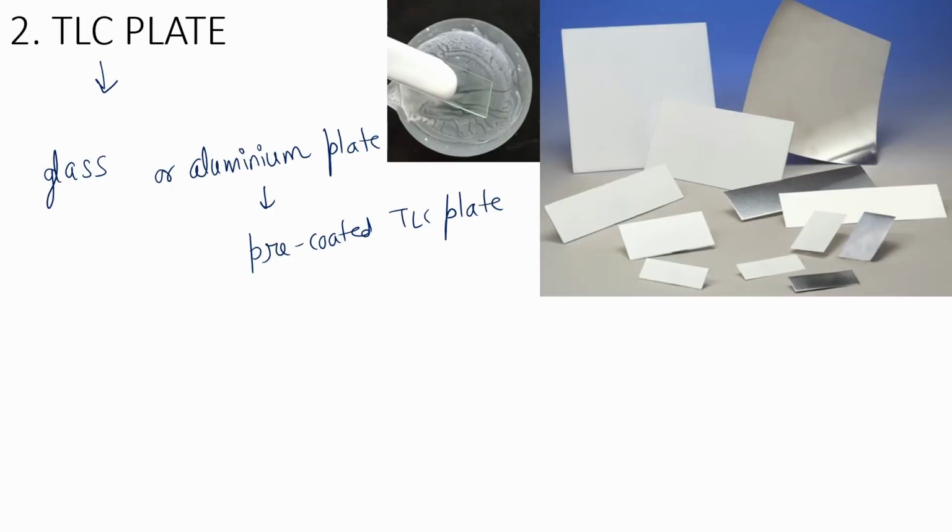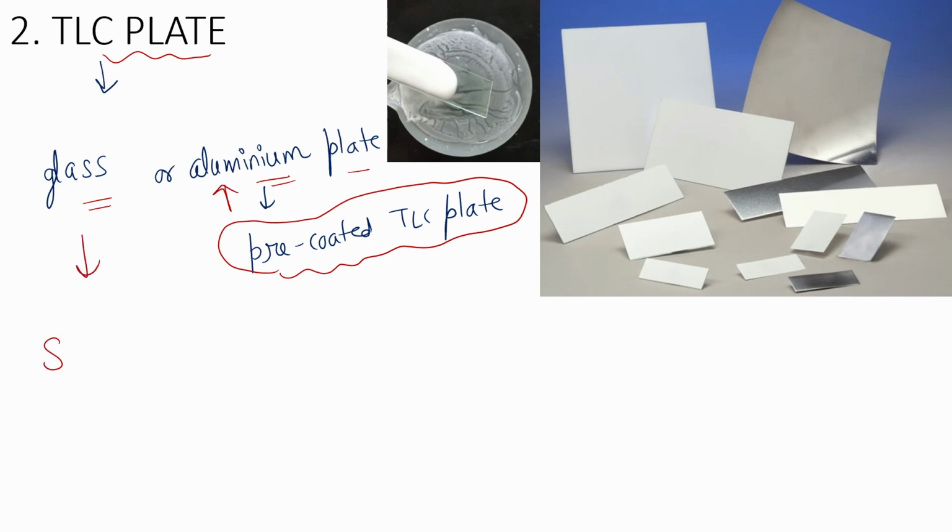Next point is selection of TLC plate. Usually a glass or aluminium plate is selected. We can also use the pre-coated TLC plate which has the base plate of aluminium, already coated with stationary phase. And generally we are going to use microscopic slide as our glass plate, and we will coat it with silica gel G slurry.